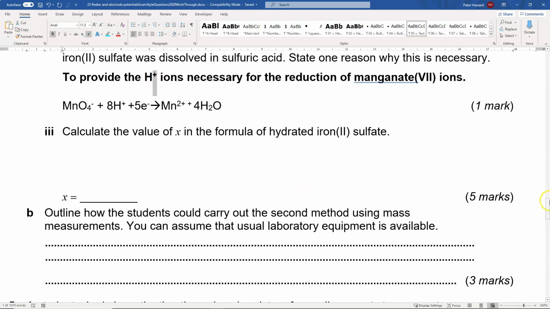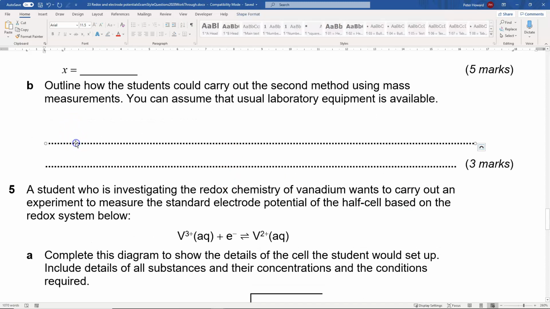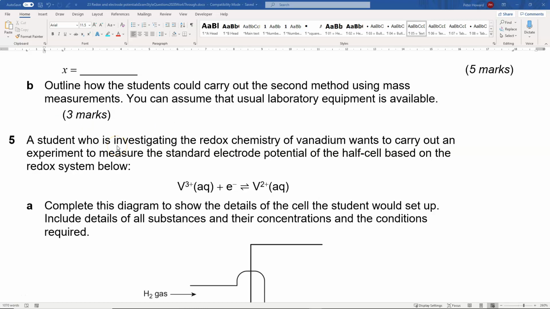So the second one is: how could you work out the mass of water by using a change in mass method? If you think about it, when you heat most compounds, the first thing they will do is lose the water. So it's the idea of heating it, causing it to lose mass, and then seeing what the change is. So stage one will be to weigh the crucible.